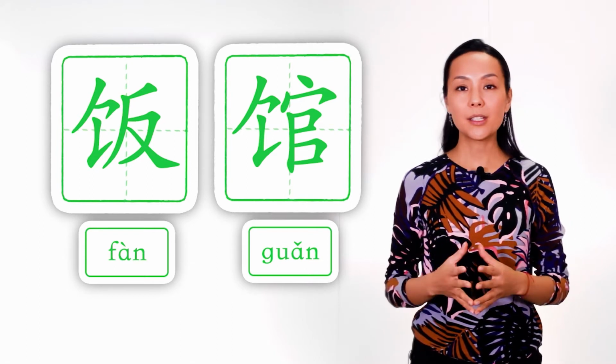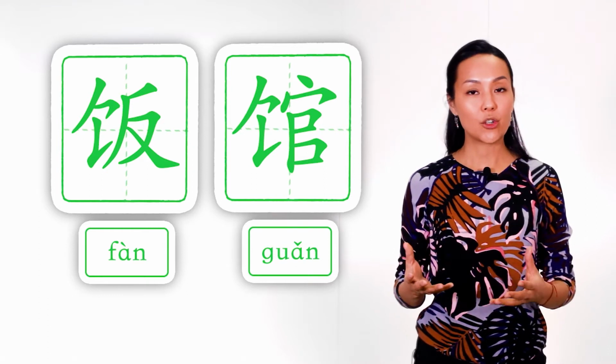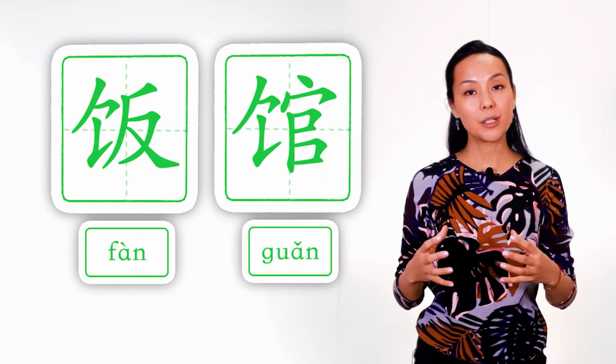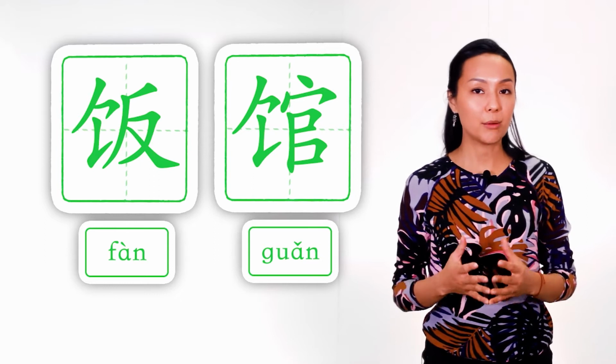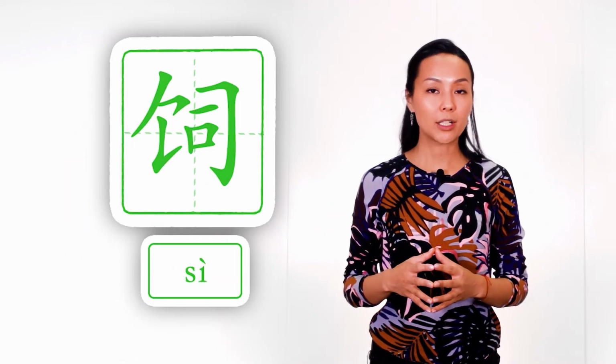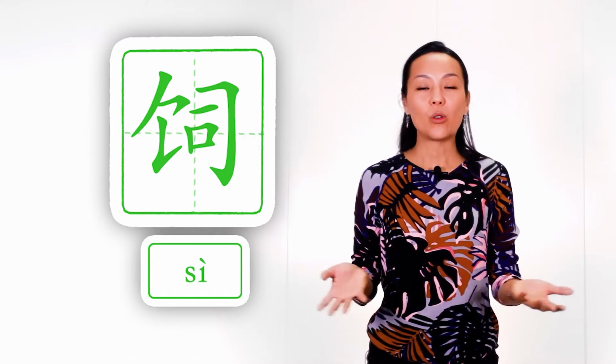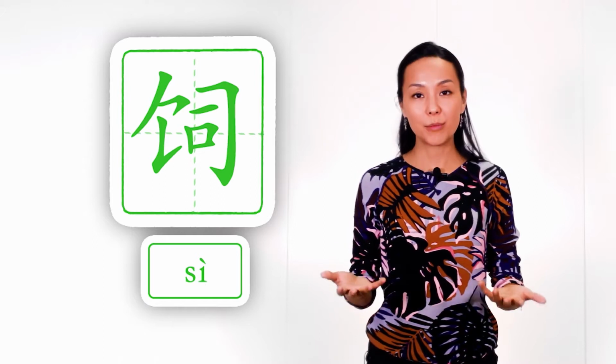And it's easy to guess that when we have guests, we need to feed them. That's why accommodation for guests together with meal is a restaurant. And the third example, it's a word to feed, 饲. Again, we see our radical on the left. And you can easily guess, when we feed people or anyone, we need to give them meals, food.